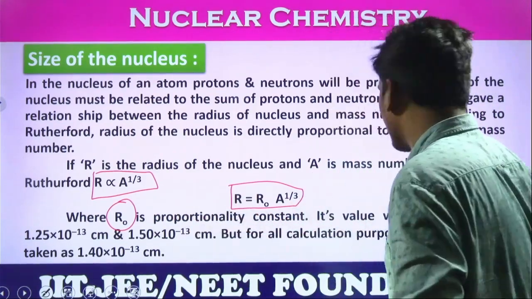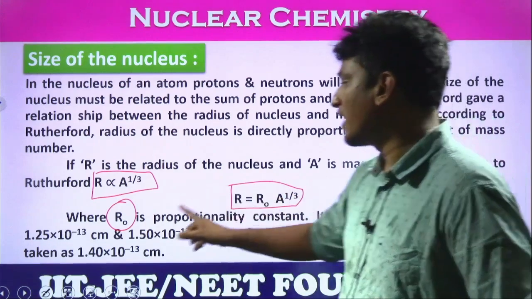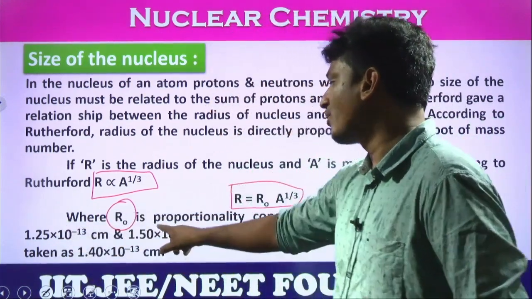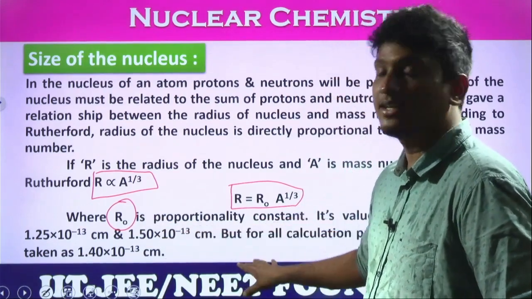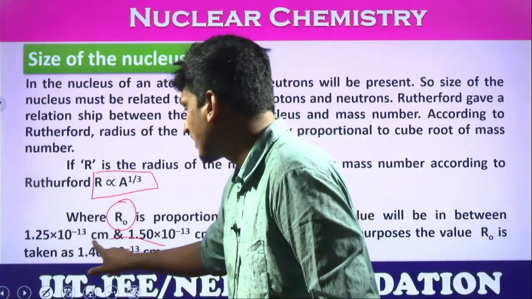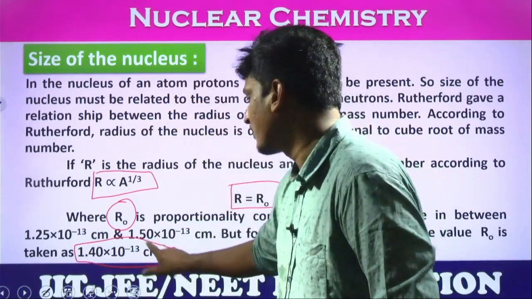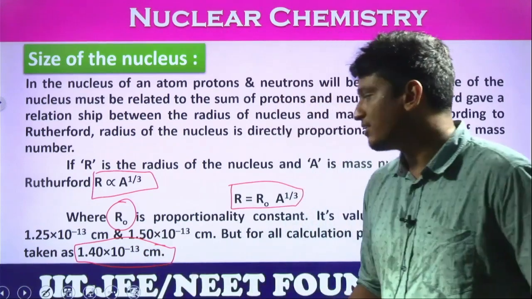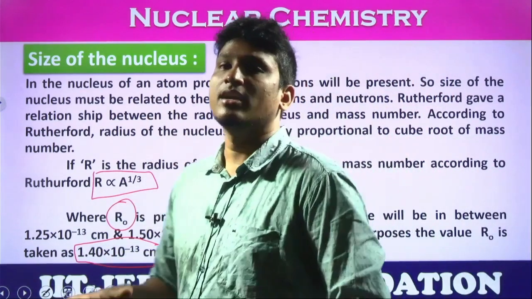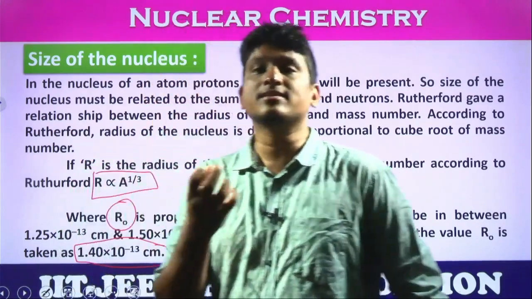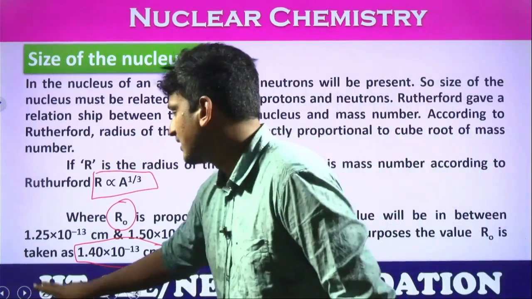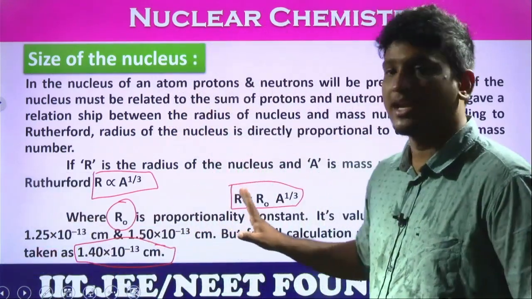So we have a value for the constant also. What is the value? Its value ranges from 1.25 into 10 to the power of minus 13 centimeter to 1.50 into 10 to the power of minus 13 centimeter. So in general, for calculation purposes, you have to consider 1.40 into 10 to the power of minus 13 centimeter. That is the relation between the mass number and the size of the nucleus given by Rutherford in this relation. Right, and these are the constant values you have to make a note of.